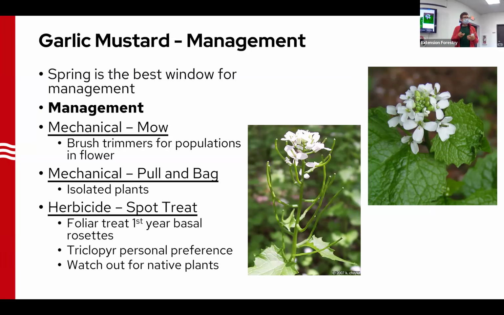We can also use spot treatments, so actually spraying this plant. It's called a foliar application. We can do this with the first years, those smaller basal rosettes, or just as it's kind of beginning to flower. And then we always have to watch out for potential damage to other native plants, other trees that may be growing, and we'll review that a little bit more.